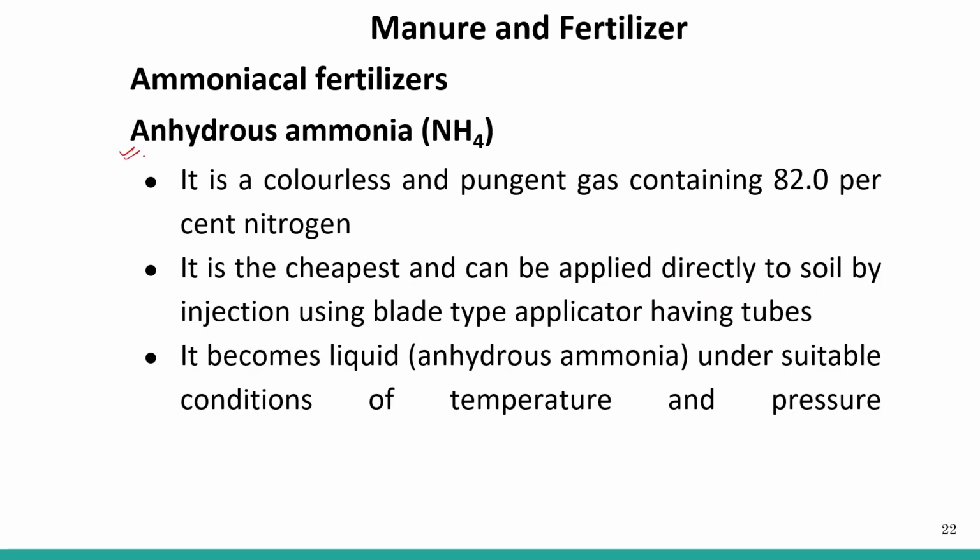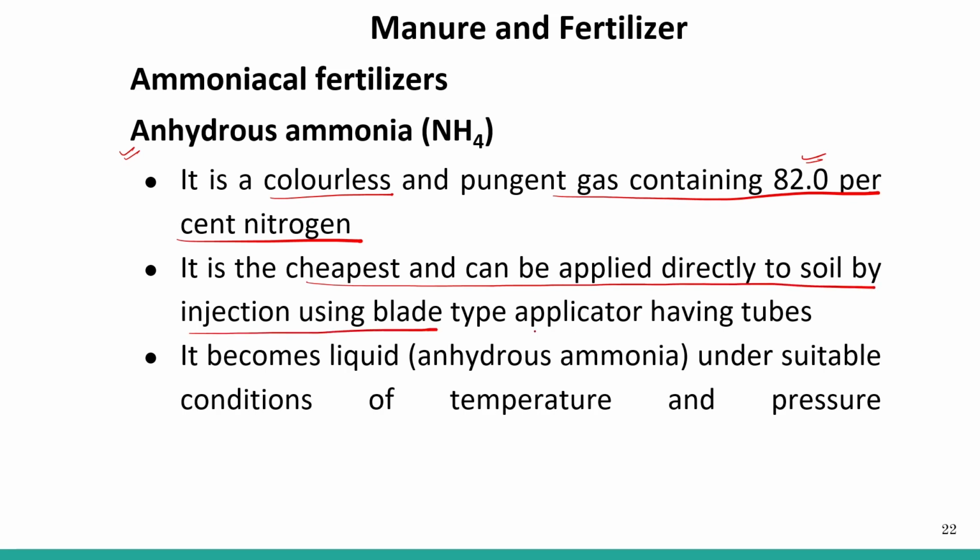Next one is anhydrous ammonia. Anhydrous ammonia means no water is there. Okay, so it is a colorless and pungent gas containing 82% nitrogen. It is the cheapest, and it can be applied directly to soil by injecting using a blade type applicator having tubes. It becomes liquid anhydrous ammonia under suitable conditions of temperature and pressure.